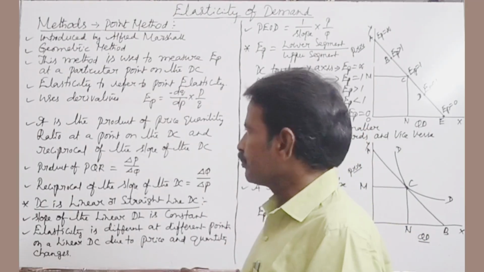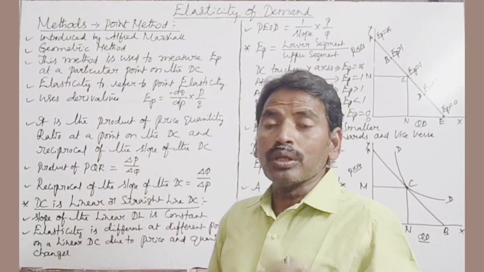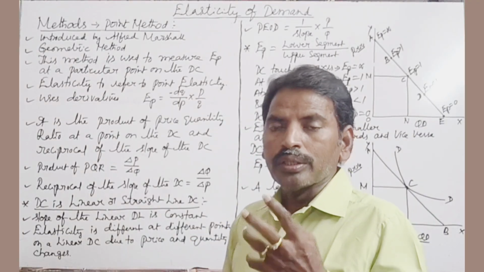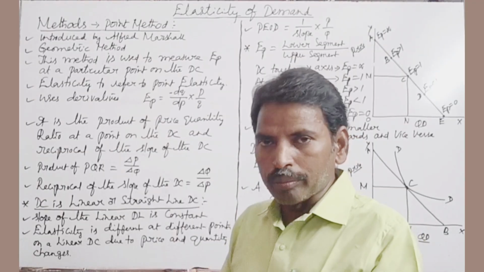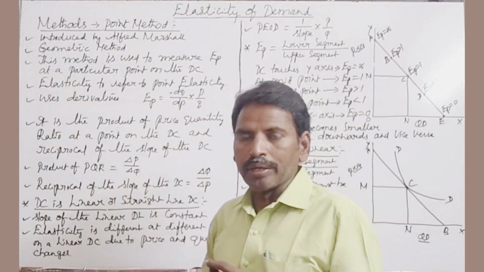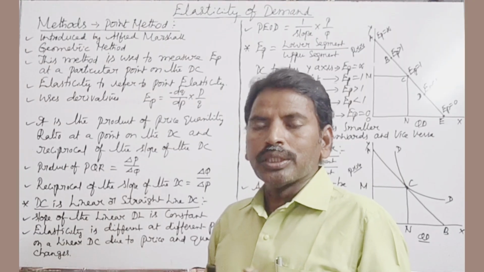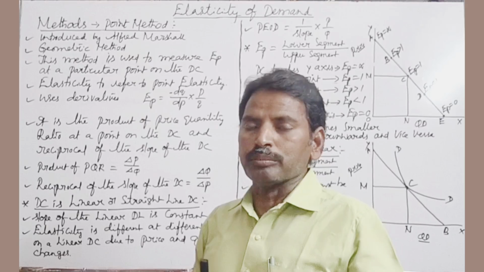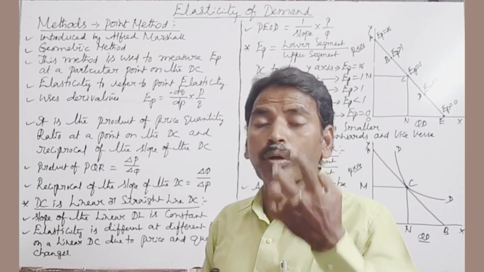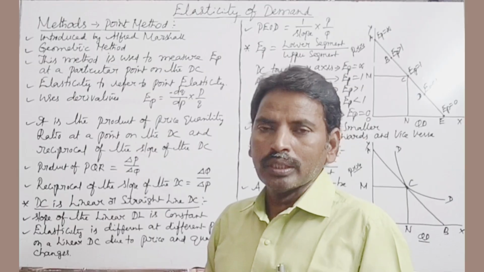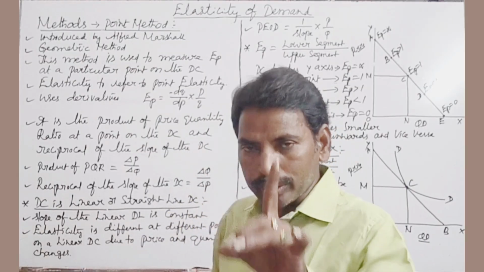That is one point. Second, when derivatives are given to measure price elasticity of demand, the point method is applied. Third, when the change in price is infinitesimal, very small, very negligible, the point method is applied to measure price elasticity of demand.